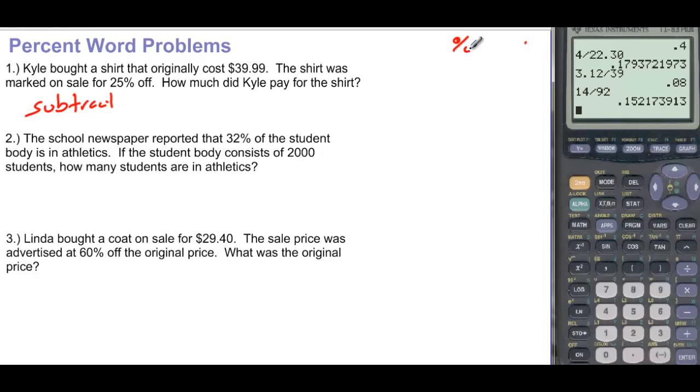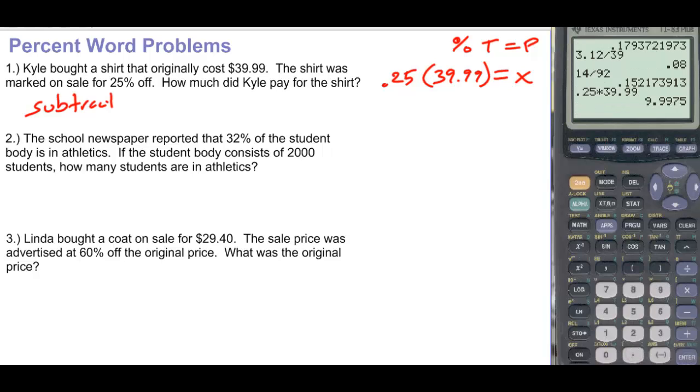So again, we're going to use percent total equals part. So we're going to do 25% of the total of $39.99 is equal to what part? And I'm just going to call that x. So again, I just type in my calculator 0.25 times $39.99, and I'm going to round that up, so we'll take off $10. Because notice I rounded up because it's $9.99, but that's 75, bigger than 5. So we're going to take $10 off. So that's how much we save.